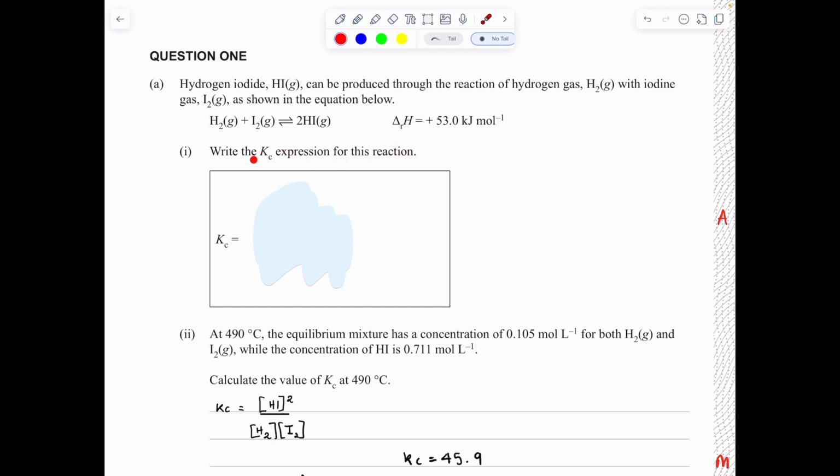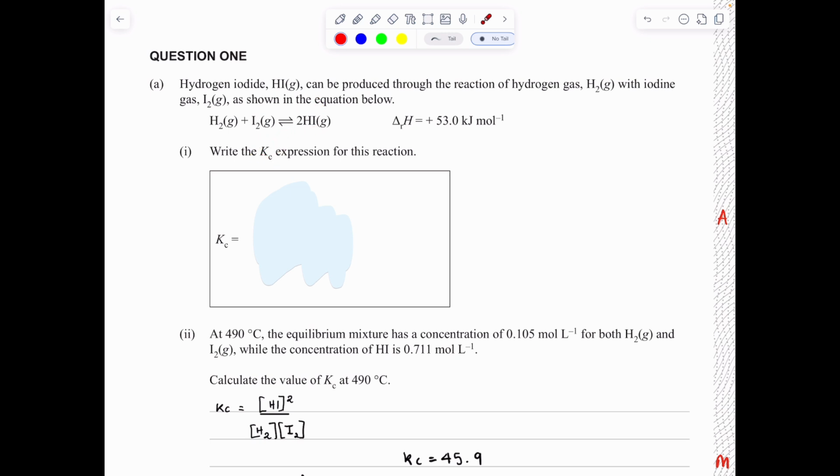Okay, here's what I want you to think about. Kc is a fraction, okay? It's an equilibrium constant. It tells us the ratio of products to reactants when the system is in equilibrium. What is equilibrium? Equilibrium is when the forwards reaction is going at the same rate as the backwards reaction.